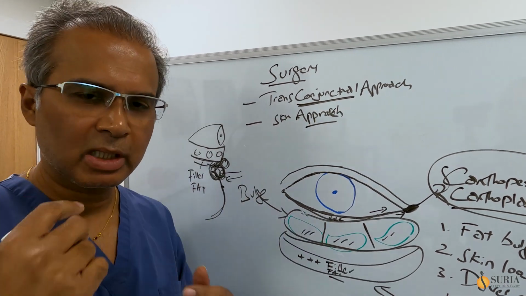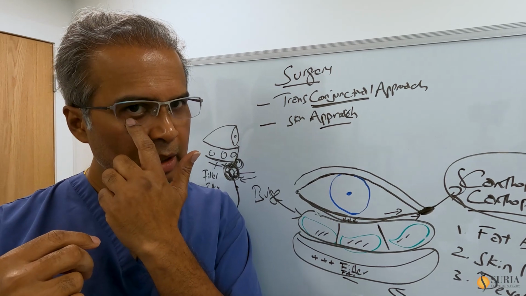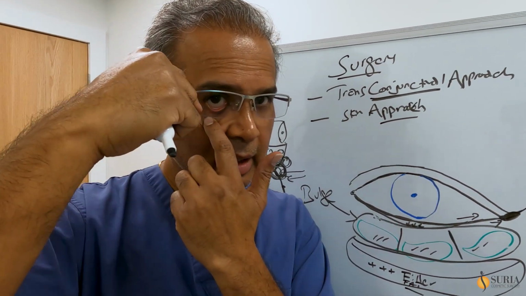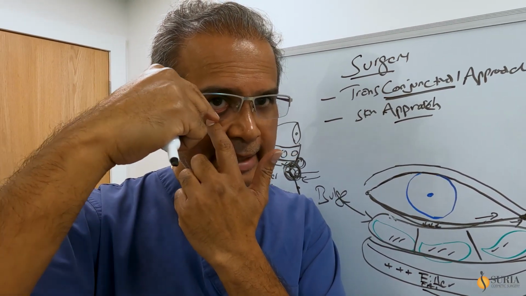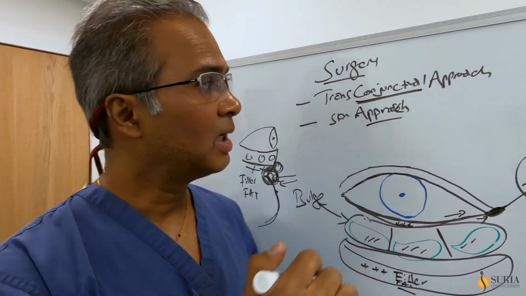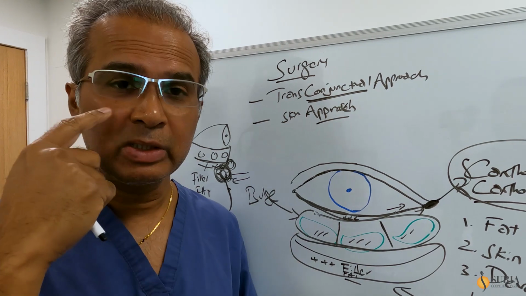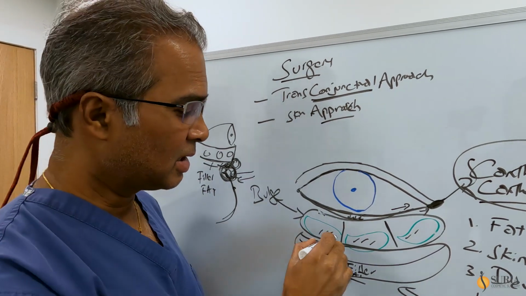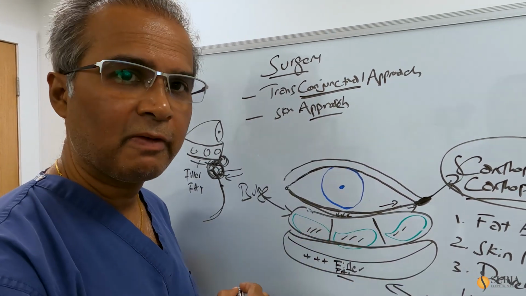Transconjunctival approach essentially means, again, if you look at me, we pull the lid down, and from the inside of the lid, on the lower lid, we can access the fat from the inside and then do what we need to do. That is a transconjunctival approach, where there's no incision on the outside, and that is done specifically to remove the fat.